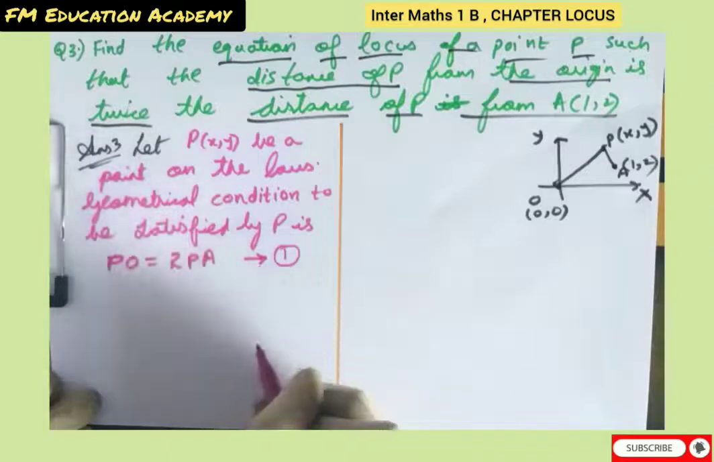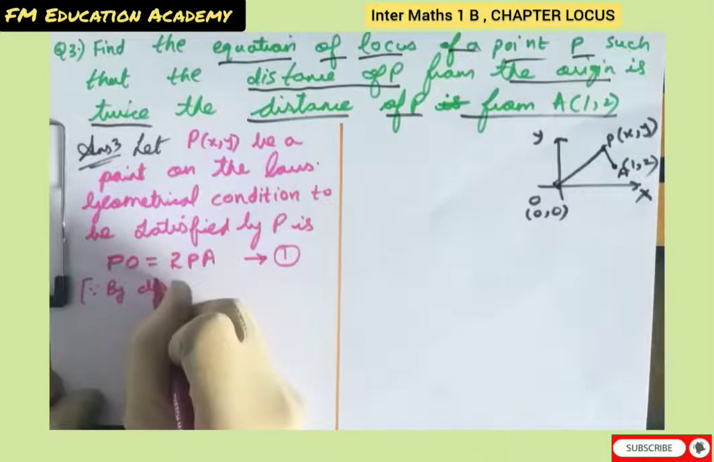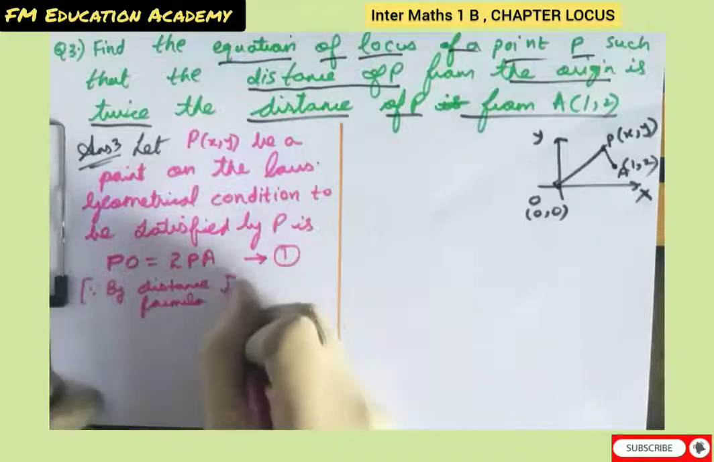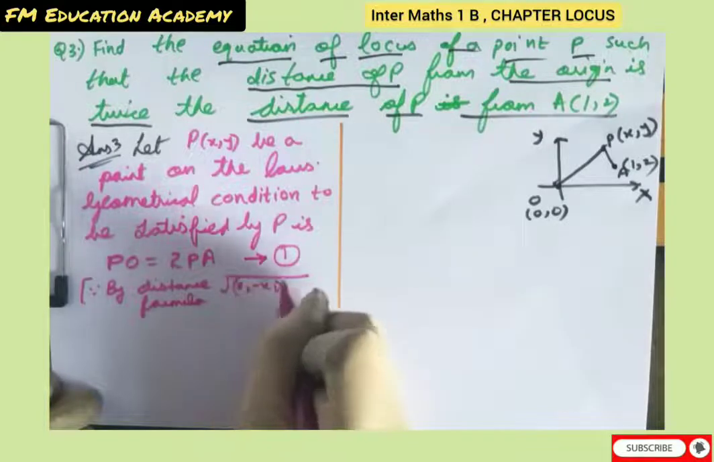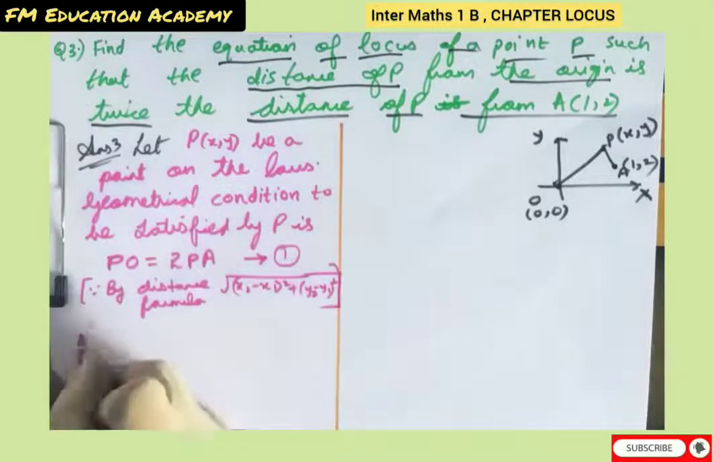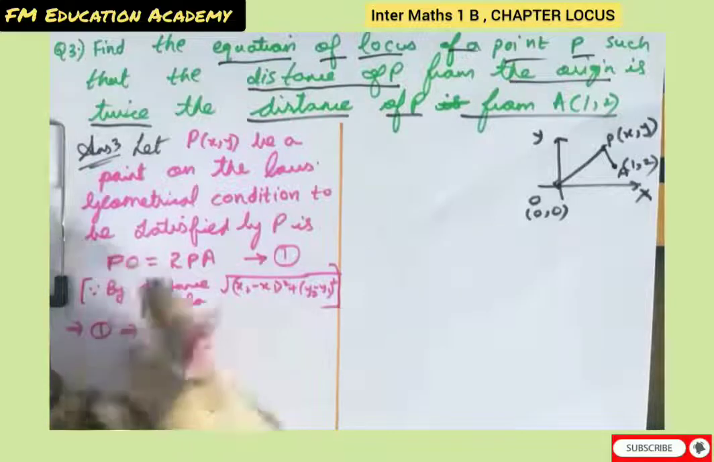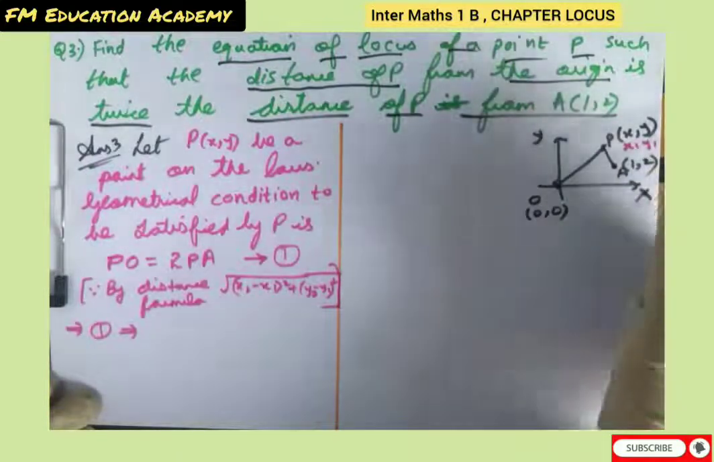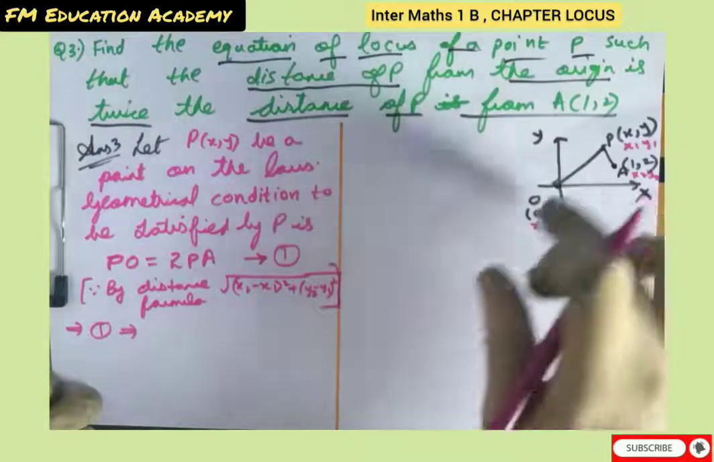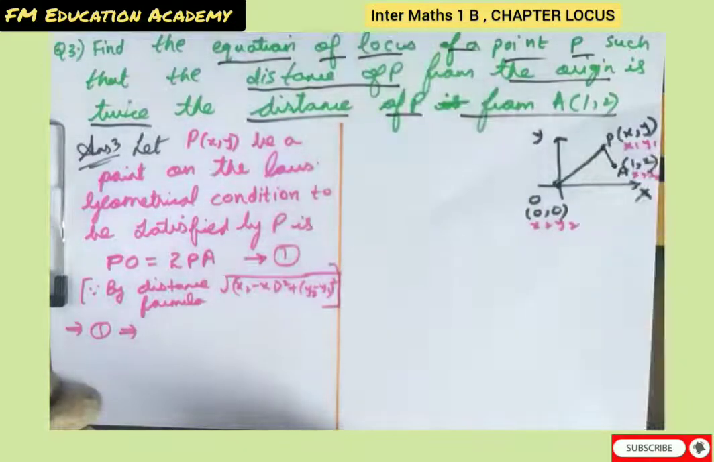So what to do now? We have to use the distance formula here: root of (x2 minus x1) whole square plus (y2 minus y1) whole square. So what is the first equation? PO and PA. We'll consider P is (x1, y1), O is (x2, y2), and we'll also consider A is (x2, y2).